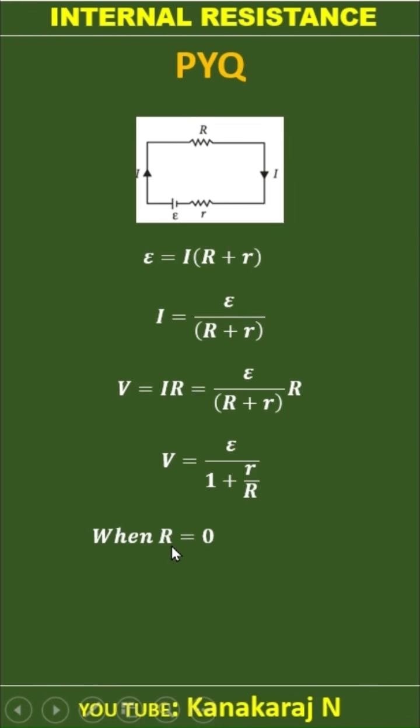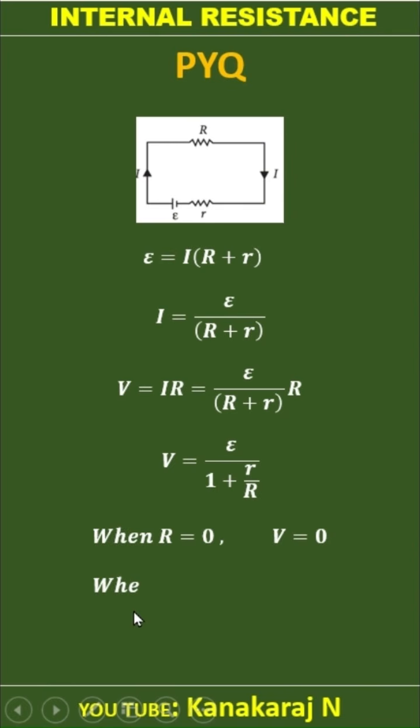When capital R equals 0, then small r by 0 becomes infinity. So infinity plus 1 is infinity. Epsilon divided by infinity is 0. So V is 0. When R is 0, V is 0.